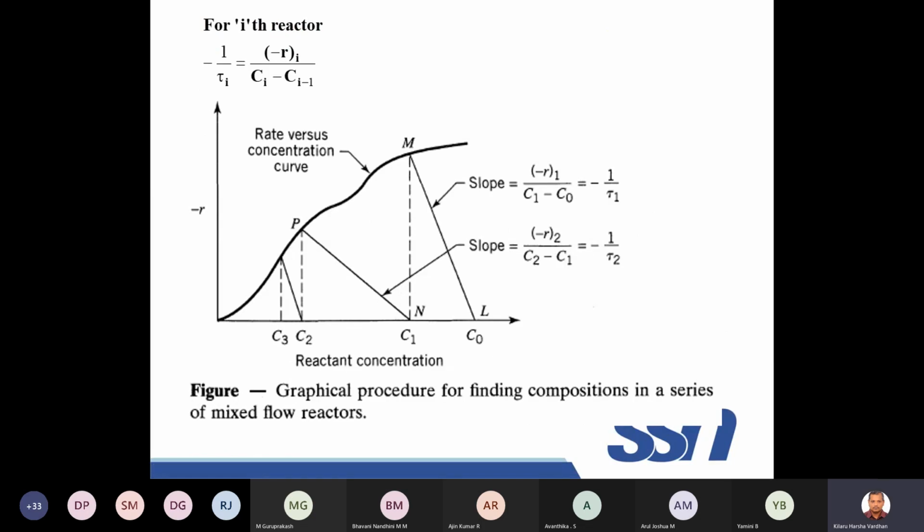Anything you want to talk about on this? This is how you have to find the concentrations if there are unequal size reactors in series, especially MFRs. Does anyone want to comment on this, or shall I repeat the process, or is it understandable?